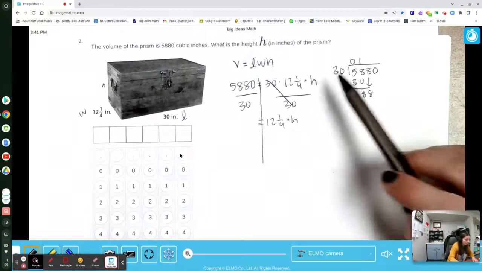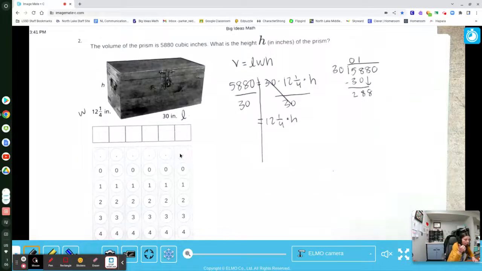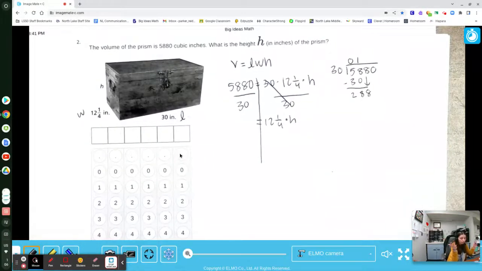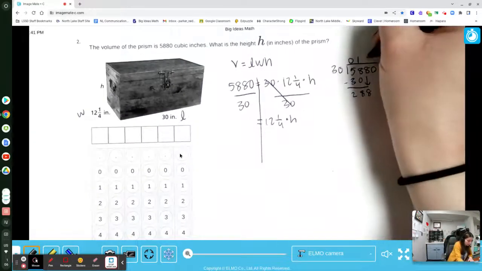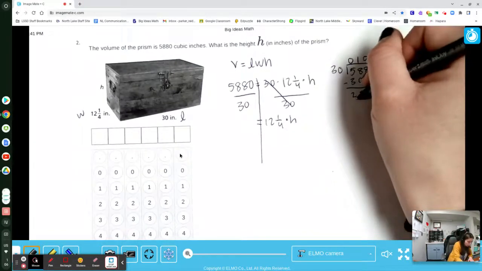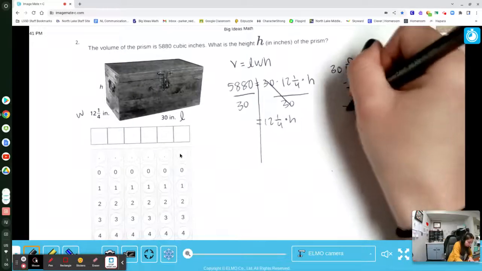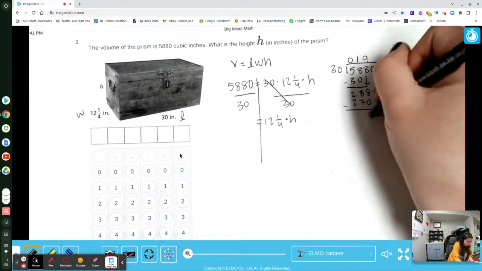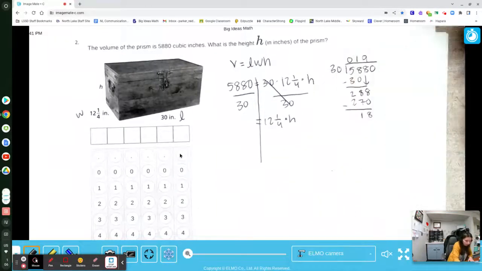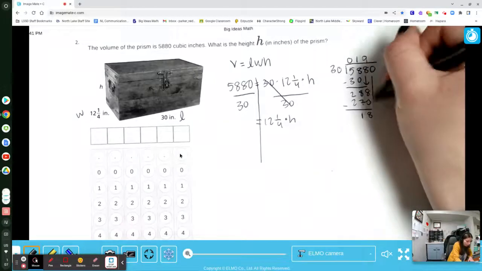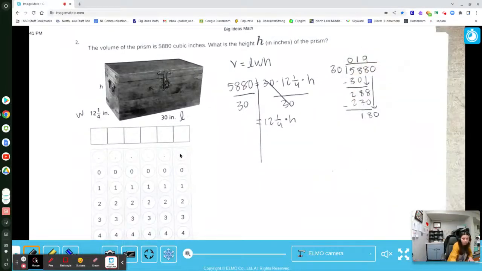Now I'm going to figure out how many times 30 fits into 280. So 30, 60, 90, 120, 150, 180, 210, 240, 270. It looks like I can get up to 270, and that's 9 of them. So 9 times 30 is 270. Subtract. 8 minus 0 is 8. 8 minus 7 is 1. 2 minus 2 will be nothing. And then bring the 0 down.